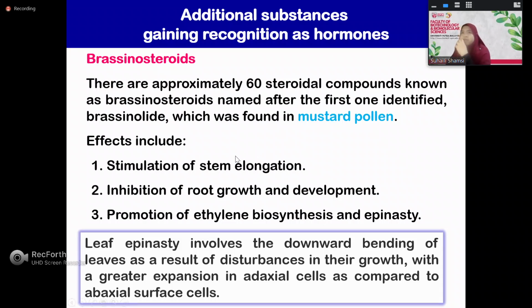But if you still remember on the first few slides, we talked about how multiple hormones work together to support one response of the plant. So it's the same thing here, right? Before this we have encountered hormones that also support stem elongation and also inhibit root growth and development. So this one here, leaf epinasty, involves the downward bending of the leaf as a result of disturbance in their growth, with a greater expansion in adaxial cells as compared to abaxial surface cells.